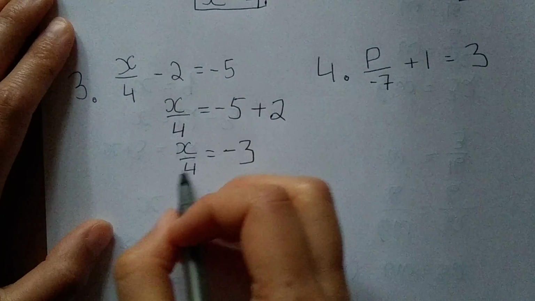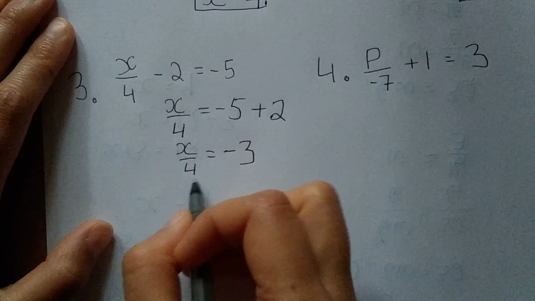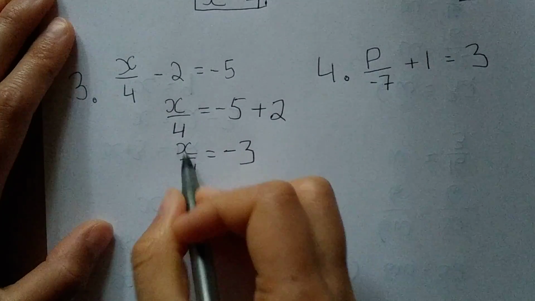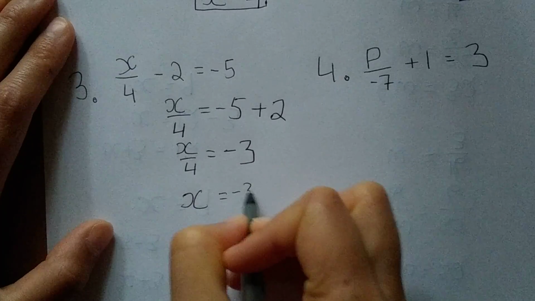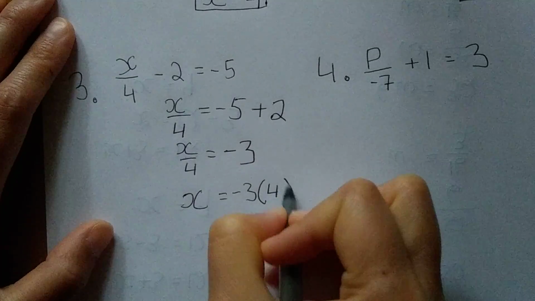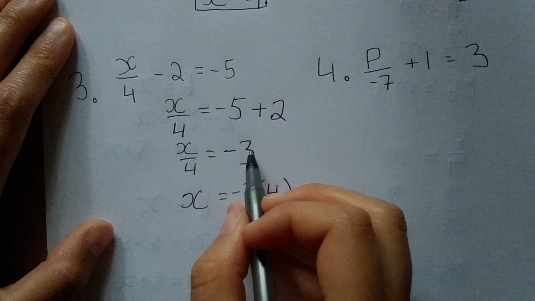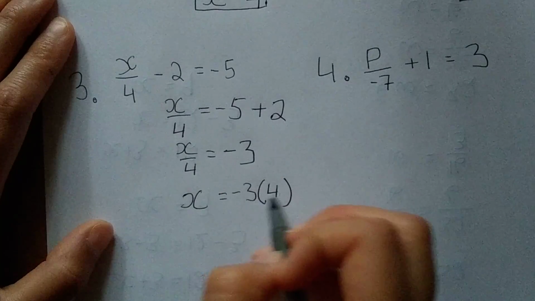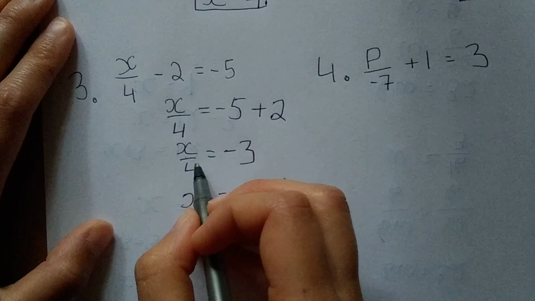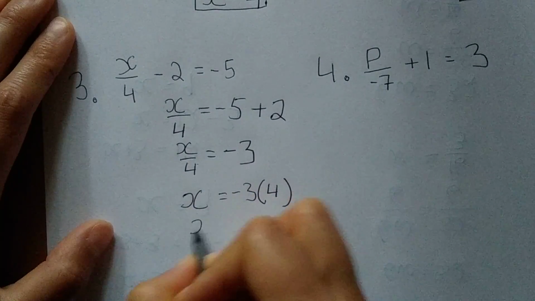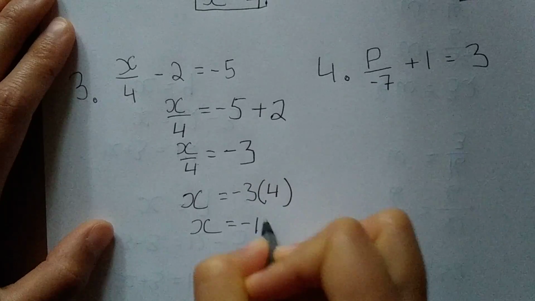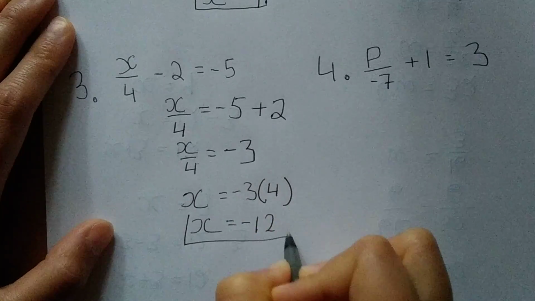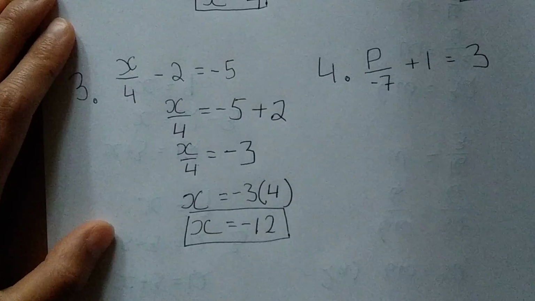So once you get to this step, the divided 4 can be canceled out. So we keep the x, but the divided 4 will move to the other side and we will multiply it. So now the negative 3 was already there, so you get negative 3 multiplied by 4 instead of the divided 4 over here. And negative 3 multiplied by 4 is negative 12, so x equals negative 12.